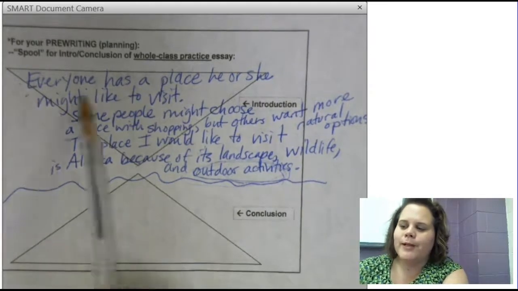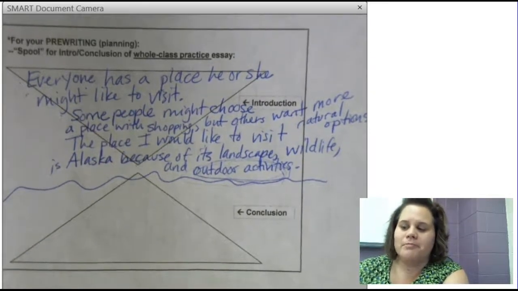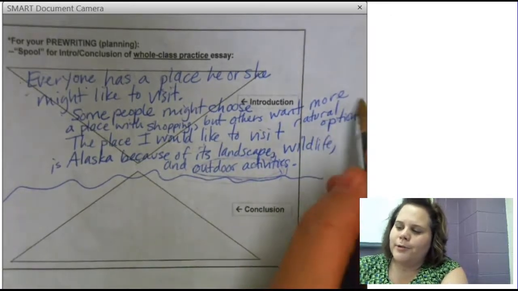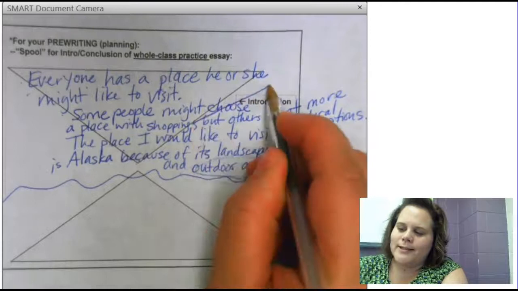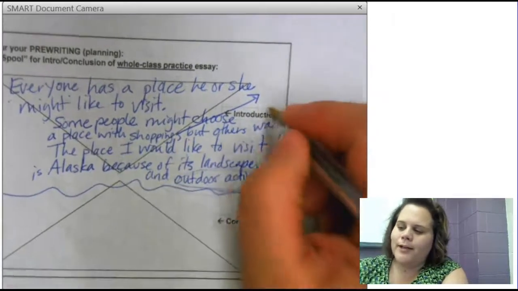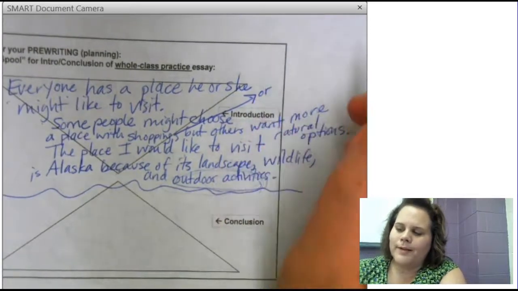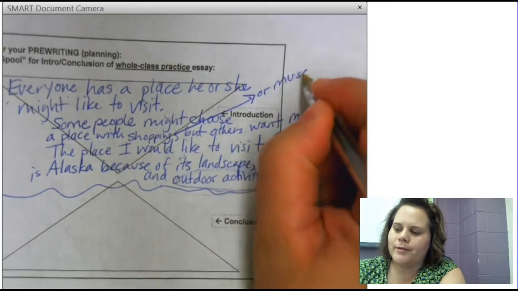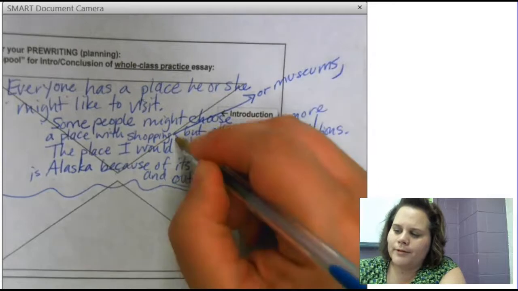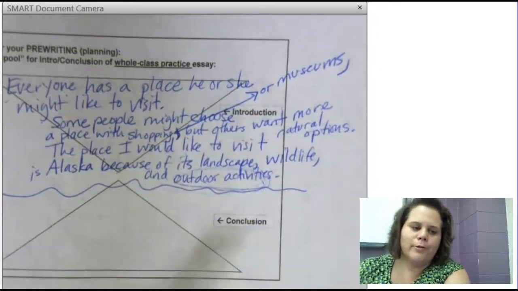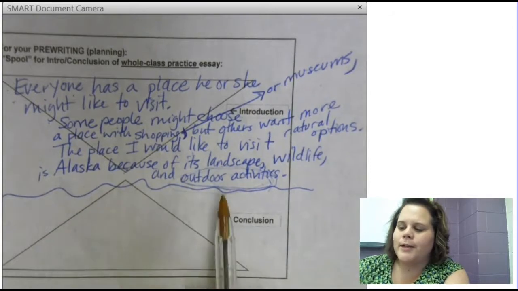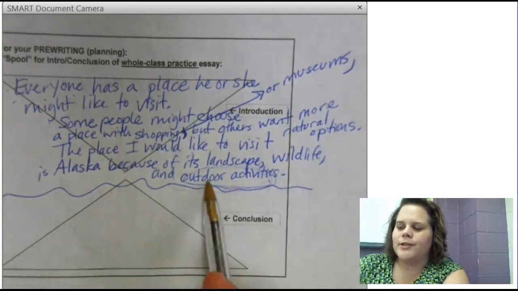So read it. Everyone has a place he or she might like to visit. Some people might choose a place with shopping, but others want more natural options. I'm actually realizing this sounds a little abrupt. So shopping or something not natural. So shopping or museums, but others want more natural options. The place I would like to visit is Alaska because of its landscape, wildlife, and outdoor activities.